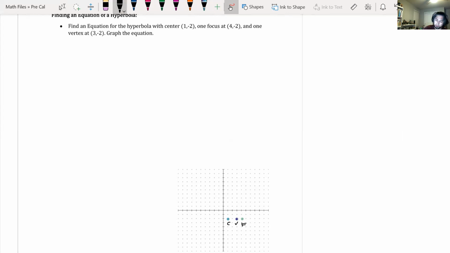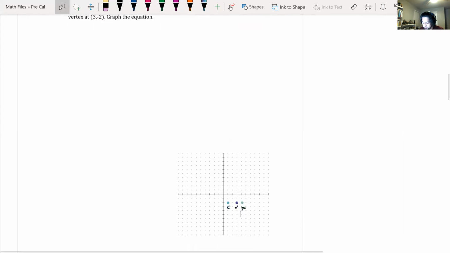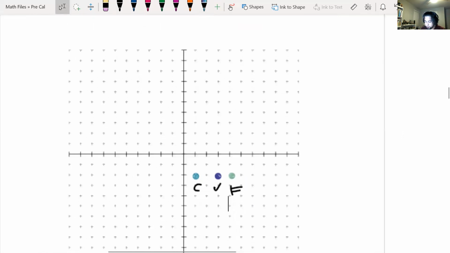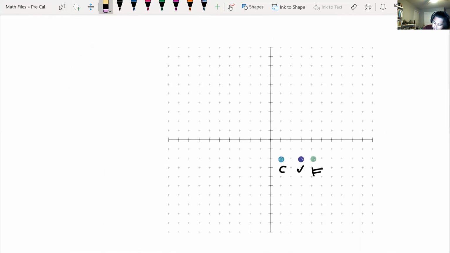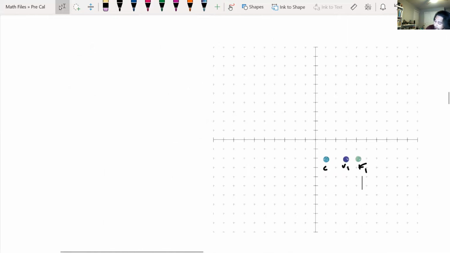And now I can zoom in. There we go. Make this a little prettier. Center, vertex, focus. Okay, well, some things are given already. What is the distance from center to vertex?